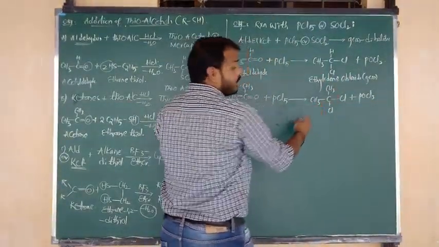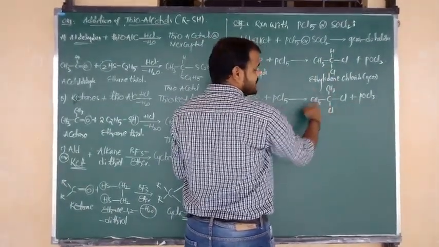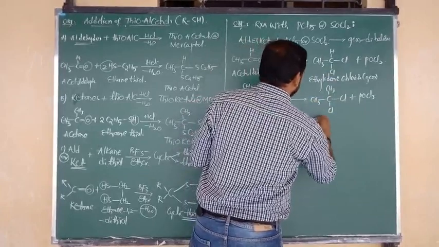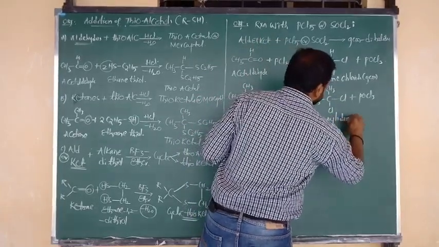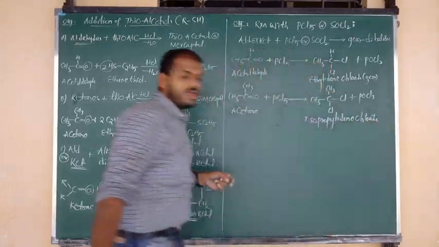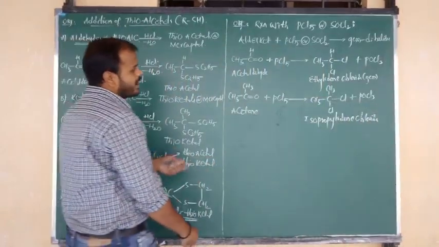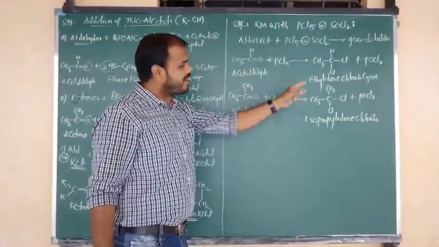But now three chlorines are there, so we have to say propylidene, but it is in the form of isopropylidene. So the product name is nothing but isopropylidene chloride. It is also an example of a gem dihalide. With PCl5, aldehydes and ketones form gem dihalides.